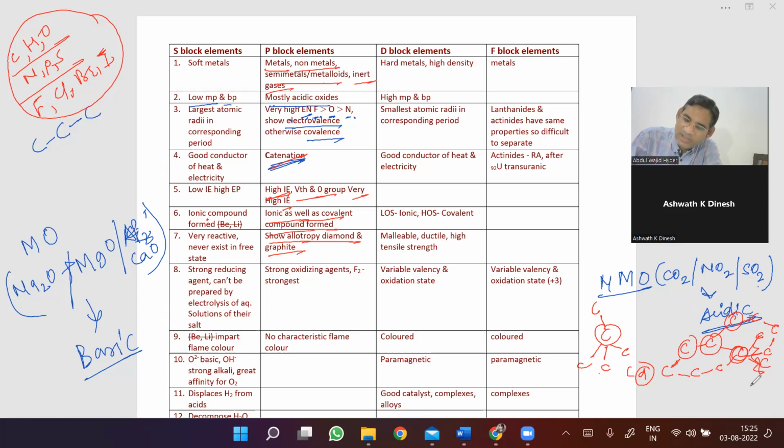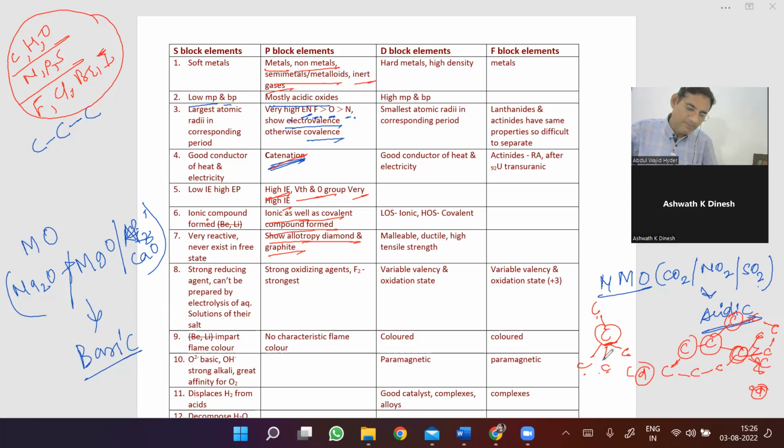Why is graphite a good conductor of electricity? Because it has a free electron, one free electron, and that electron will be responsible for the conduction of electric current. What about the diamond? In diamond, all 4 electrons are engaged. All the 4 electrons of carbon are engaged, so no free electron will be there. But in graphite, one free electron will be there, and that will be responsible for the conduction of electric current.